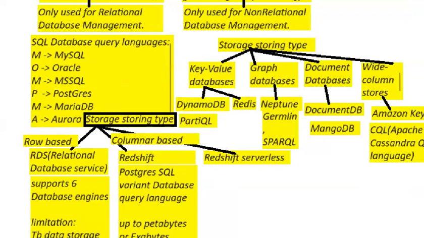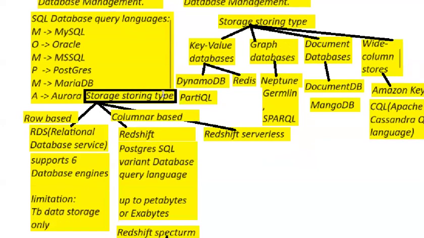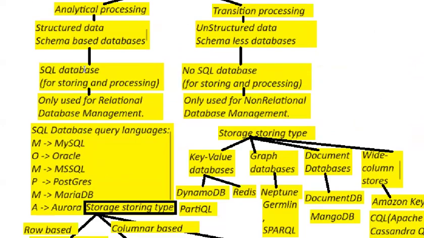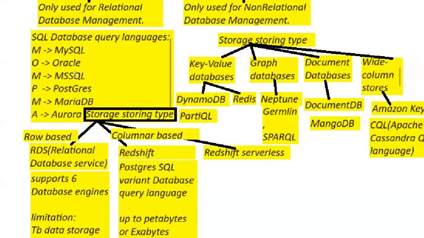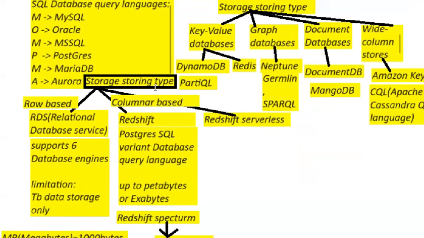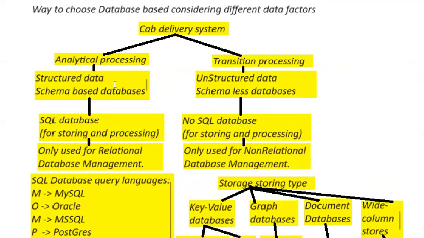And now let us see about non-relational. Let us see the type of how our data will be stored in our database. So based on storage type, these analytical processing or structured data or schema based data is categorized into two ways: row based storage and column based storage. In this structured data, we store our data in the form of tables.